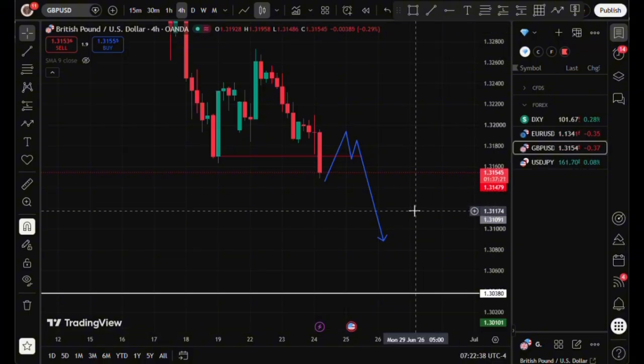All right, so this is the narrative and idea I have for this week, and if you're going to be trading alongside this narrative and this idea, please do make sure you are using appropriate risk management sizes and make sure you do not over leverage on your trading accounts.